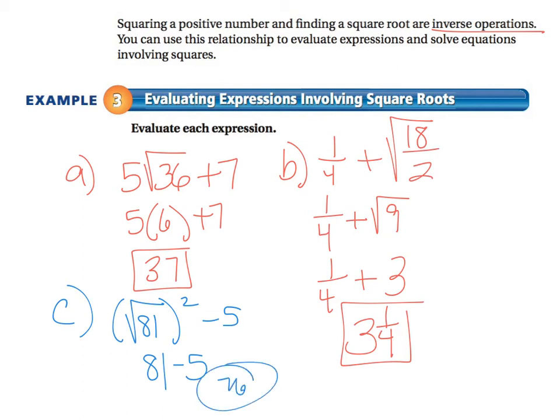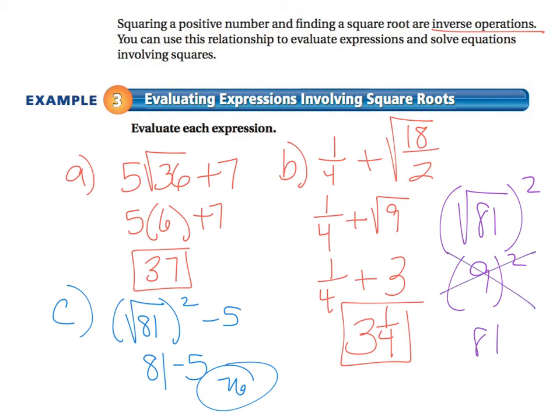Now, if you don't understand that, I'm going to do it over here in, let's do purple. If I do the square root of 81 squared, the square root of 81 is just 9. And then I have to take 9 squared, which gives me 81. But you can skip this step because the square root and the squared just cancel each other out.